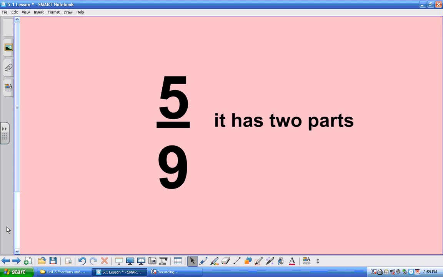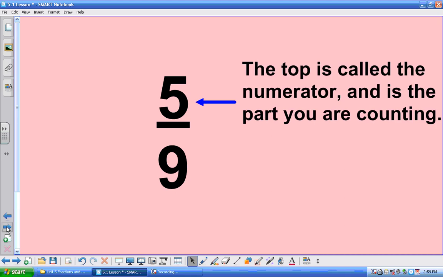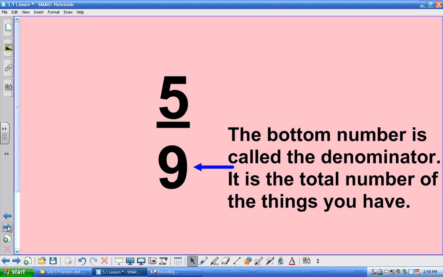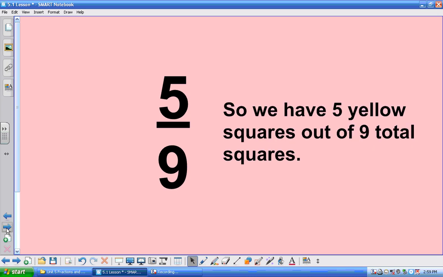It has 2 parts. We talked about that. The top is called the numerator, and that's the part you're counting. And we counted 5 yellow squares, so the numerator in this case is 5. We have a bottom number called the denominator. It's the total number of things you have, and in this case, we have 5 out of 9. Okay, ready to go on?